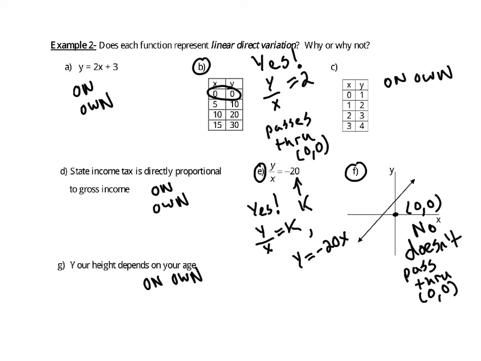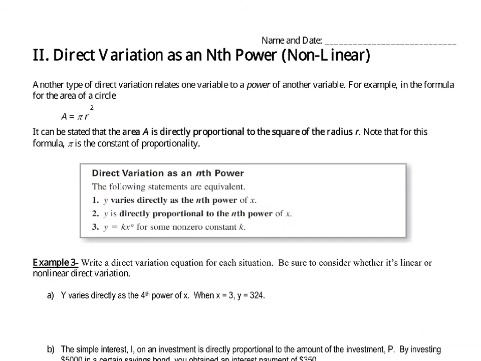The last example I'll try with you is example 2f, and we have a graph function here. Although it's linear, notice it does not pass through the point 0, 0. Therefore, we cannot call this linear direct variation. So please take a moment and try example 2a, c, d, and g on your own and have those ready to check for tomorrow.